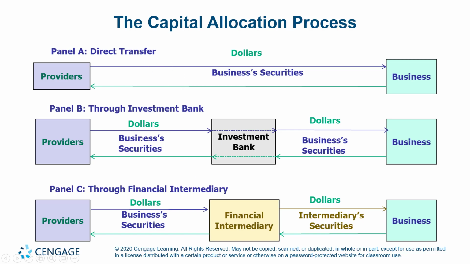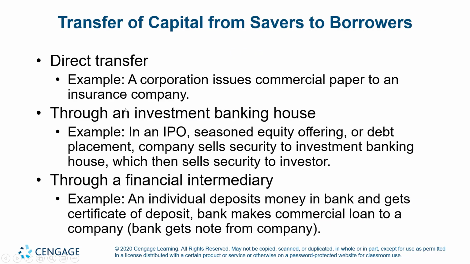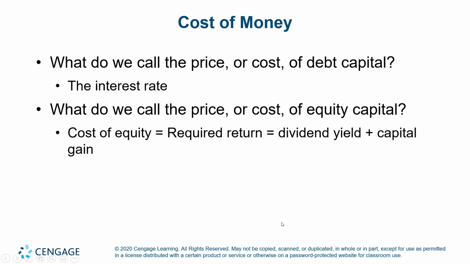So we have three types of capital allocation process. One is direct transfer, through investment banks, and through financial intermediaries. The direct transfer is when the corporation issues commercial paper to an insurance company. Through an investment banking house, like an IPO or seasoned equity offering, the company sells securities to the investment banking house, which then sells the securities to the investors. With financial intermediaries, an individual deposits money in the bank and gets a certificate of deposit, and the bank makes a commercial loan to the company out of the money being deposited.